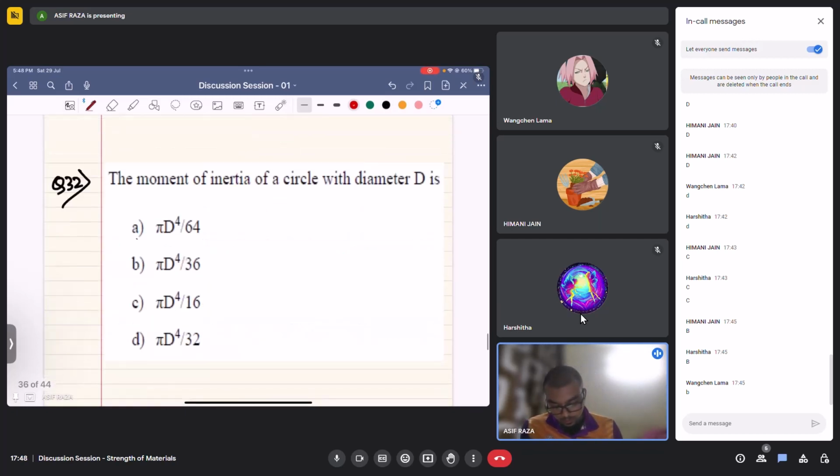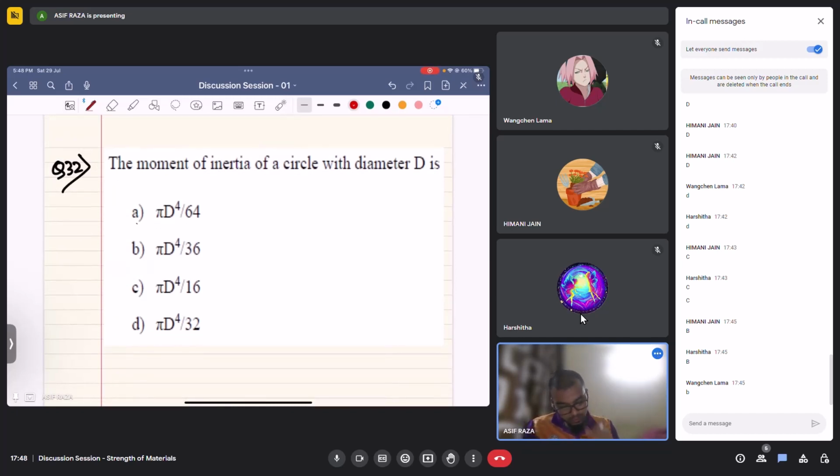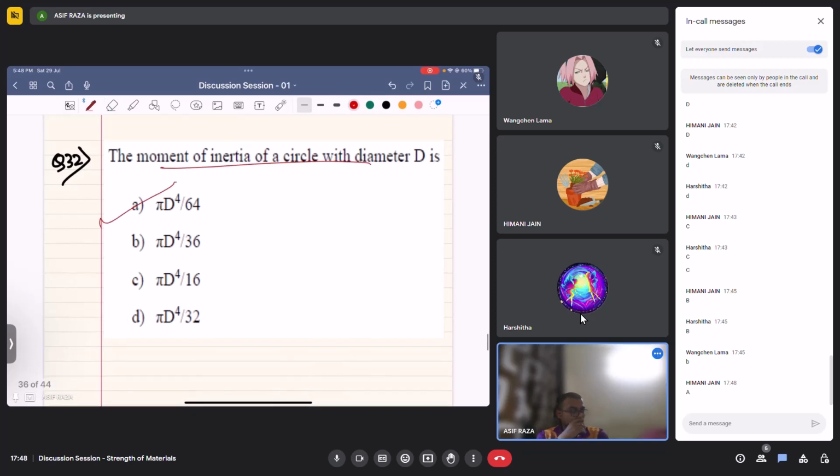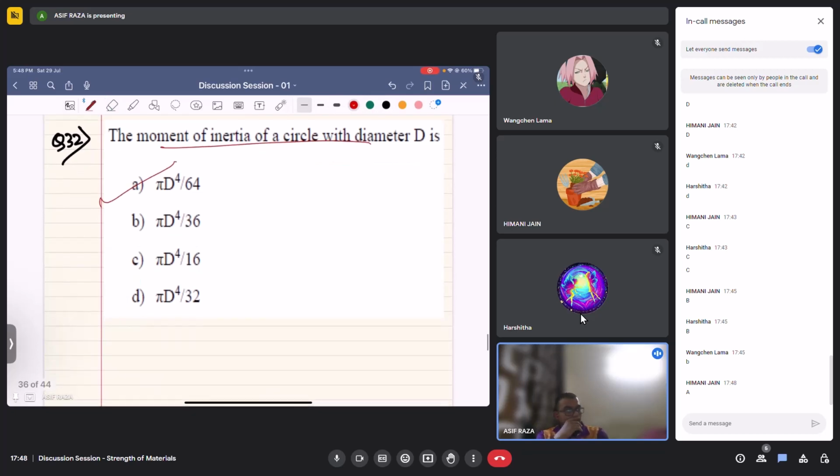Let's move on to the next question. The moment of inertia of a circle with diameter d is... I am asking the moment of inertia of a circle, not the polar moment of inertia. Lastly, I asked about the polar moment of inertia, and the answer was pi d^4 by 32. Consequently, I also asked what would be the moment of inertia of a circle along that plane, and you guys gave the answer as pi d^4 by 64. So yes, you were correct. Pi d^4 upon 64 is the correct answer for this question.